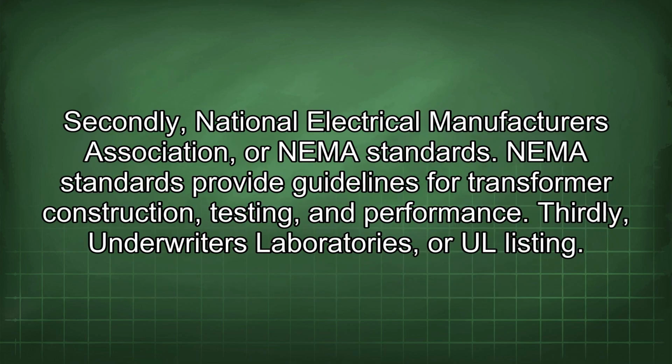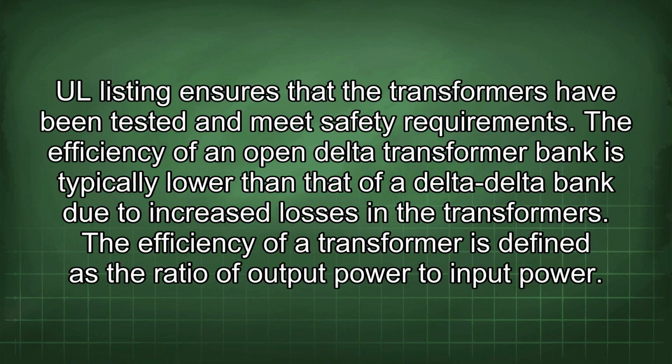Secondly, National Electrical Manufacturers Association, or NEMA standards. NEMA standards provide guidelines for transformer construction, testing, and performance. Thirdly, Underwriters Laboratories, or UL listing. UL listing ensures that the transformers have been tested and meet safety requirements. The efficiency of an open delta transformer bank is typically lower than that of a delta-delta bank due to increased losses in the transformers. The efficiency of a transformer is defined as the ratio of output power to input power.